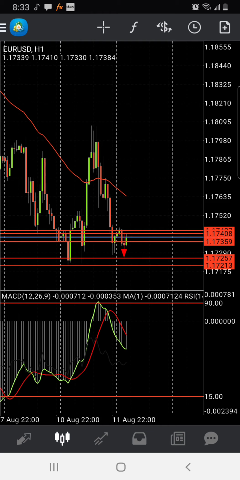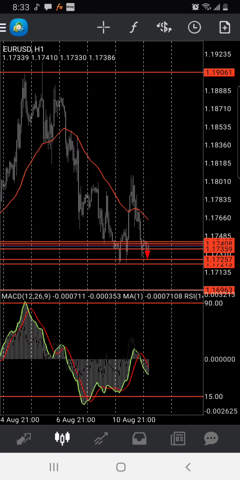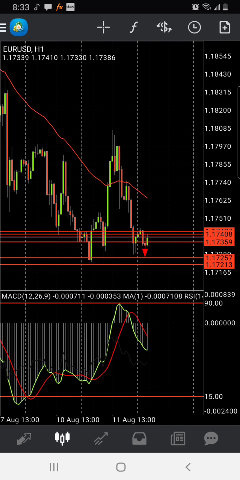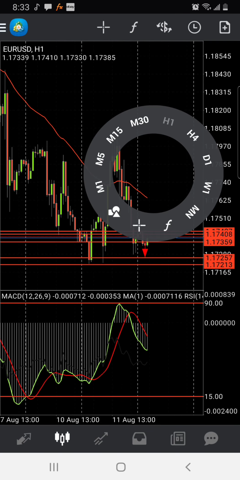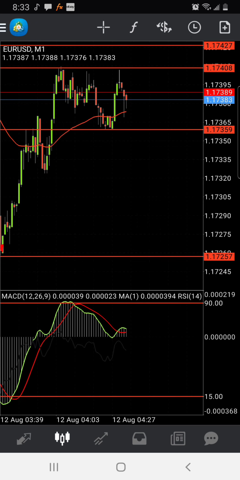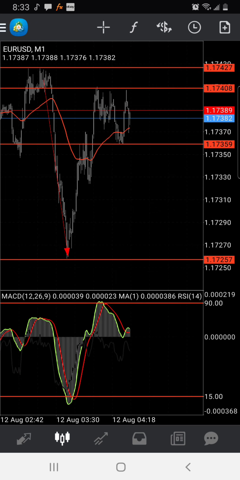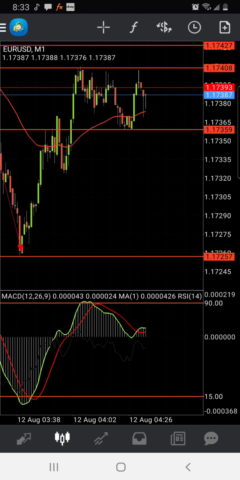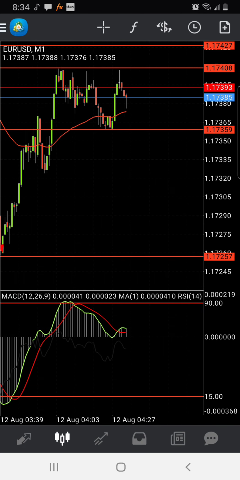So I want to check the 1 hour to see direction. It looks like it's still going down. So it's about to meet our support. It's trying to meet the support on our 1 minute chart. And this is how you would call trades, man. This is the perfect entry strategy.